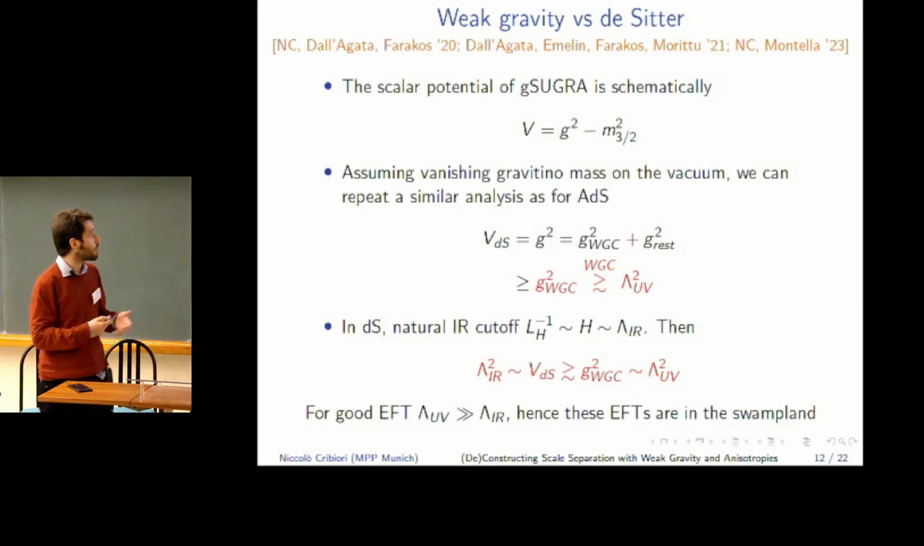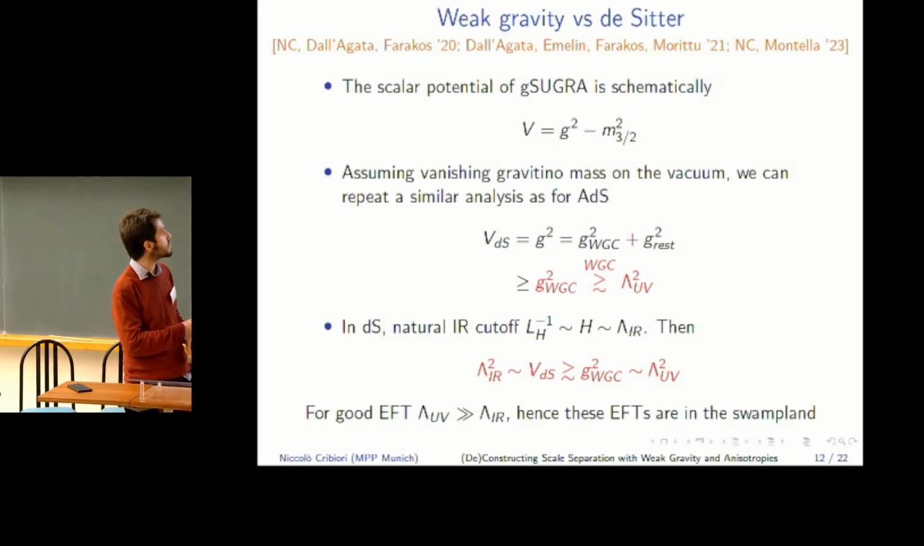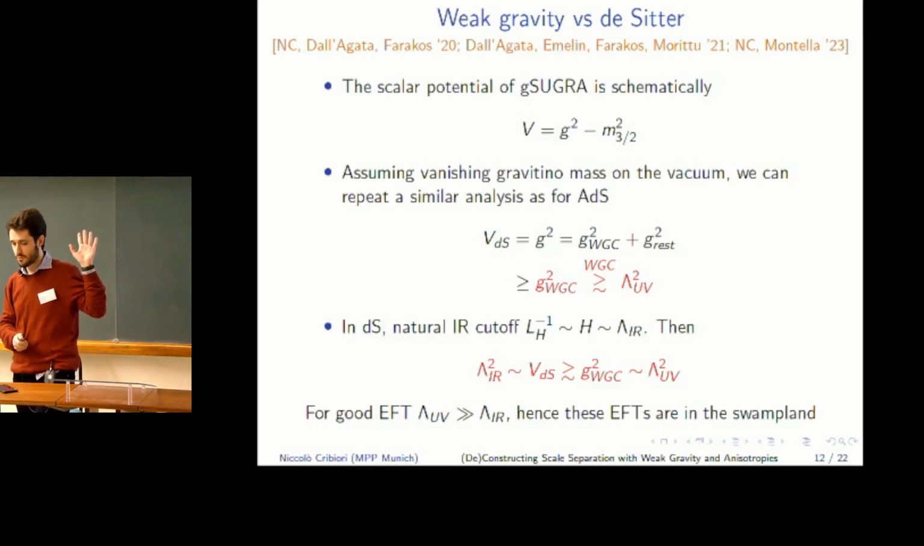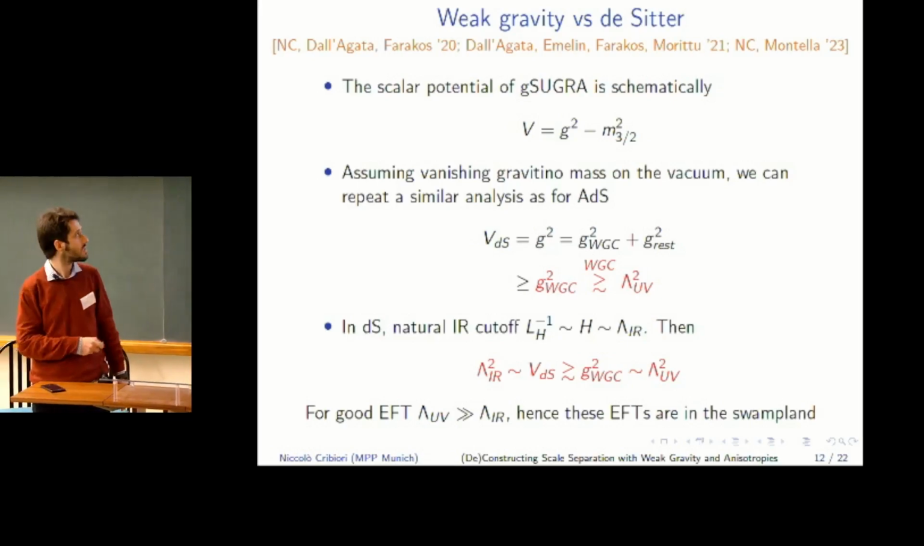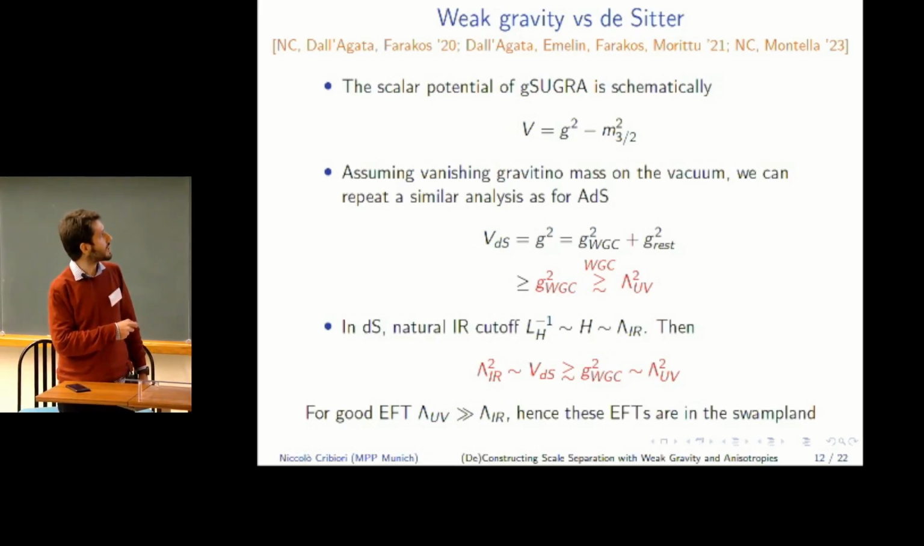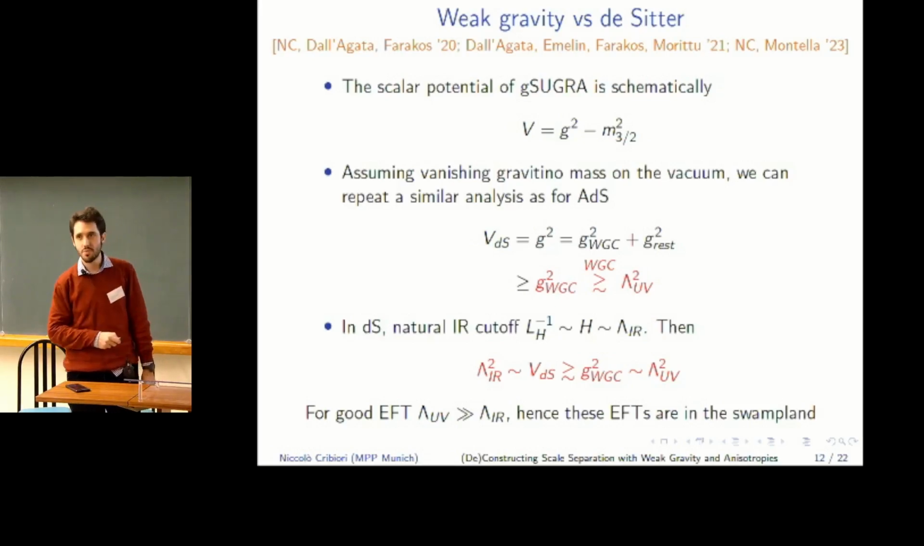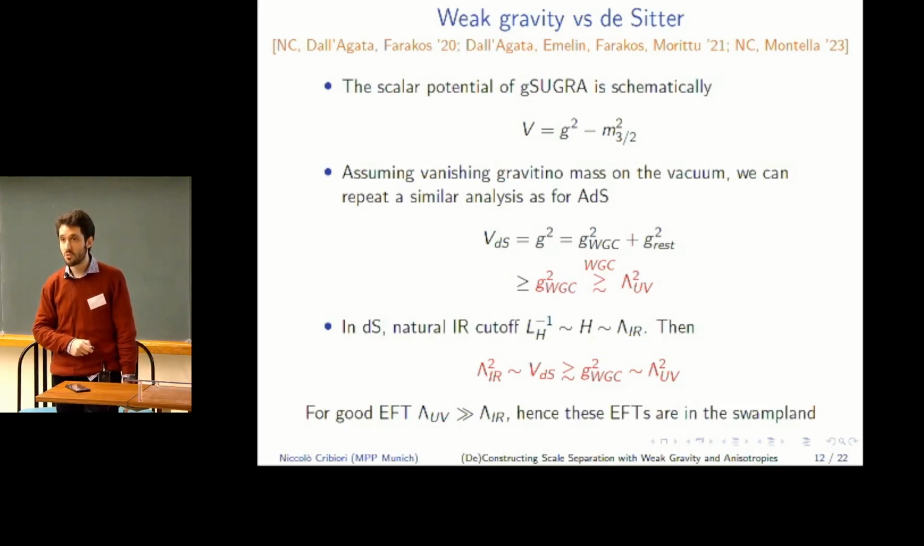And the only way to proceed that we saw is that we had to assume that the gravitational mass is vanishing. So for the de Sitter vacuum with vanishing gravitational mass, you just have the gauge coupling here, then you repeat the same trick. You identify a factor of the gauge group, which you associate to the weak gravity conjecture, and then there is the rest. And then you play exactly the same algebra to derive the bound I showed at the beginning. So the IR cutoff is essentially of the same order as the UV cutoff. So these models are not protected against correction.